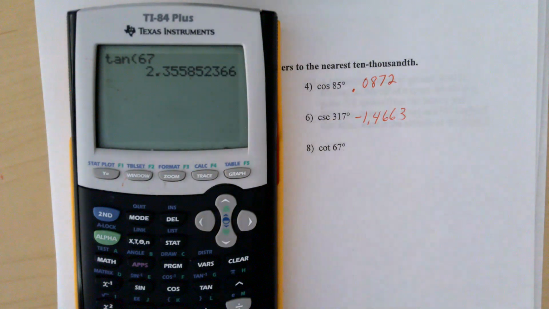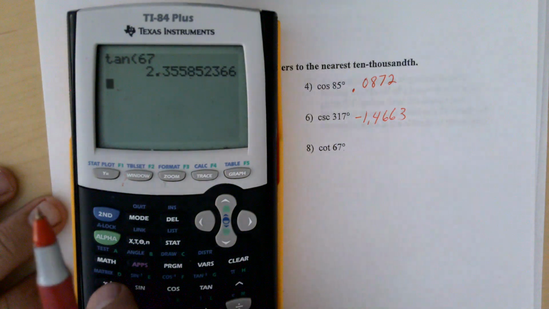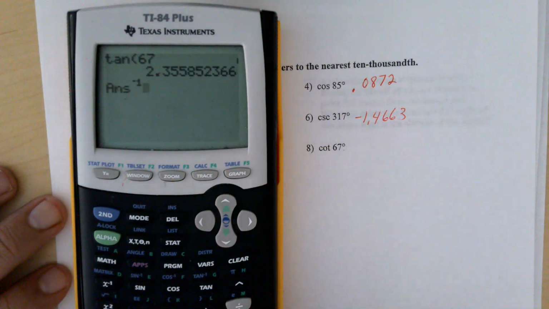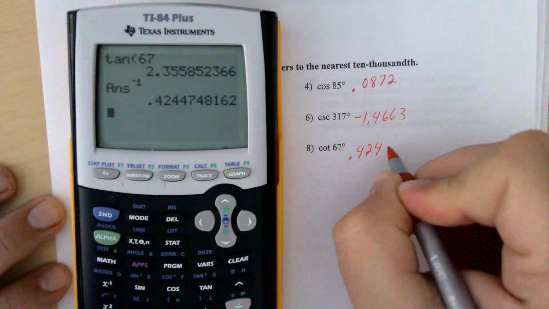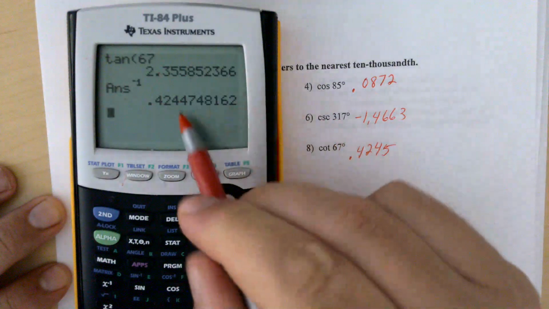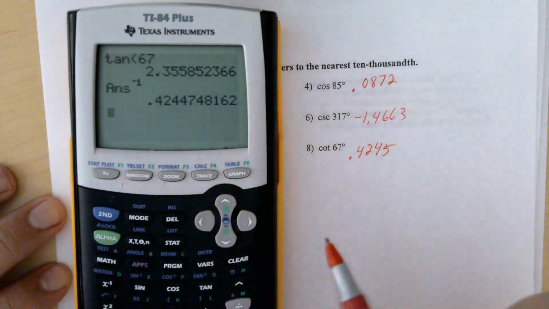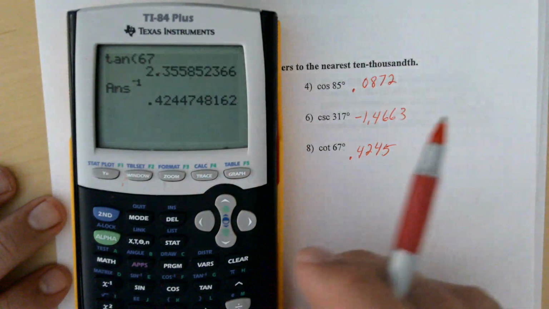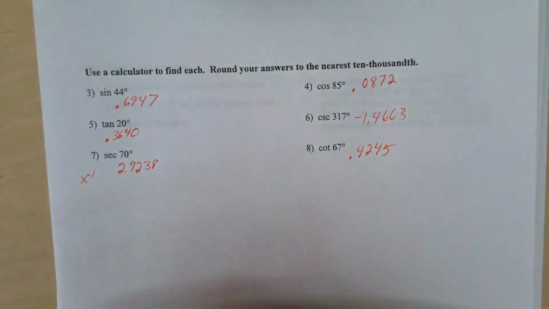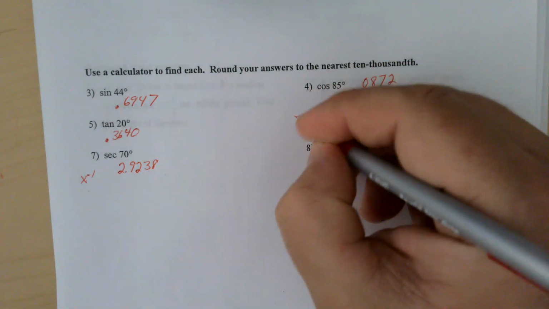But I want to compare the adjacent, because it's cotangent, to the opposite. So again, I flip it. So I just hit this x to the -1, and I copy down 0.424, and I'm going to round that to a 5. So this 4 technically should become a 5 because that 7 is more than 5. I round up. Okay, so hopefully that section, again, disregard this one.